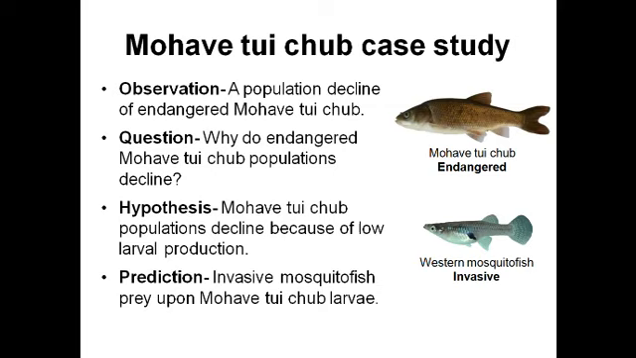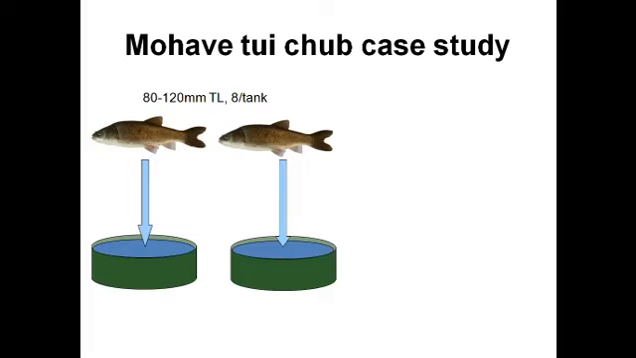So my prediction was invasive mosquito fish prey upon Mojave tuichab larva, right? So this actually allowed me to design a really simple and clean experiment. Again, we use mesocosms, those large cattle tanks. So we established two groups of cattle tanks, and for each cattle tank I stocked some tuichubs. So in this case 8 tuichubs. This is the endangered fish, so I stocked 8 tuichubs in each tank.